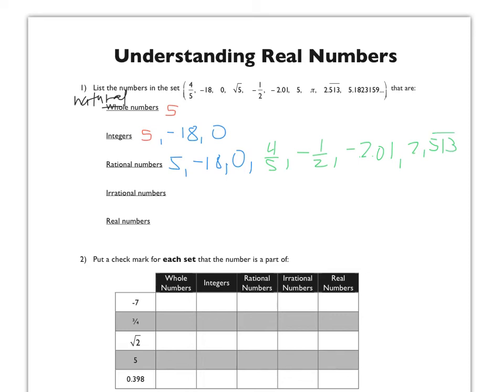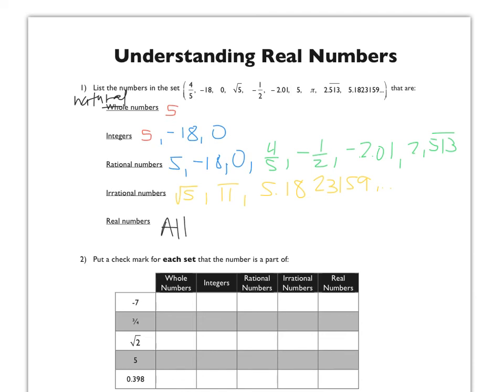All right, now we're going to move on to irrational. Irrational and rational there's no overlap, so we're not going to include any of the numbers that are rational in this list for irrational. In fact, it's just going to be the numbers that aren't in that list. So we list those out. That's where the square root of 5 will end up, and pi, and that last number on the list, that non-terminating decimal, 5.1823159... All right, next one says real numbers. Well, that is all of them, right? We don't have any negatives under the square root, which is how we get a non-real number. So they are all real.